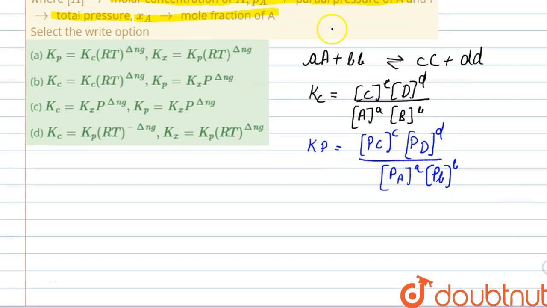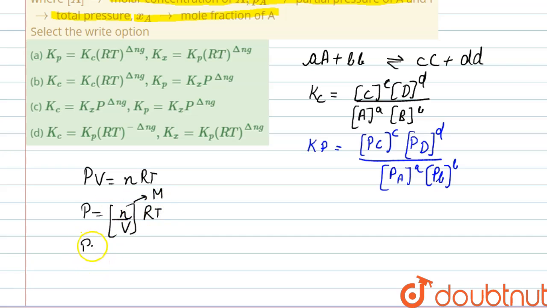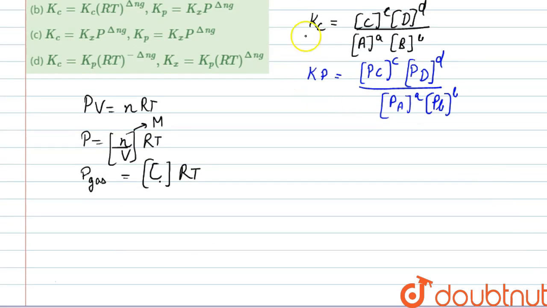Now we know that from the ideal gas equation PV is equal to nRT, so we will calculate the value of P. It will be equal to n by V into RT. Now also we know that n by V is the concentration in terms of molarity, so it will be represented by P equals C, that is concentration, into RT.